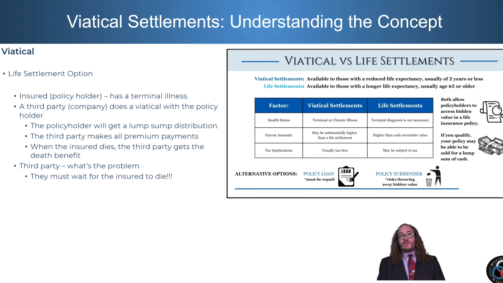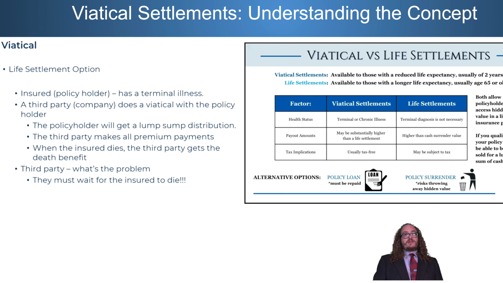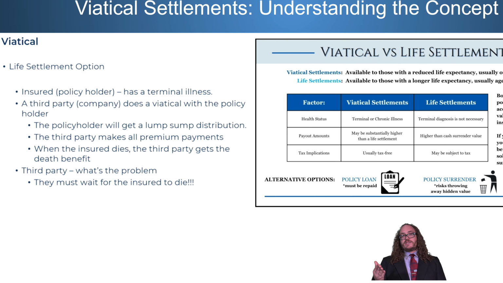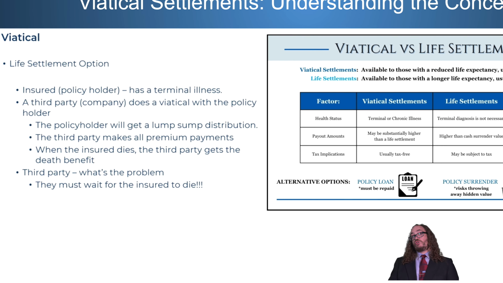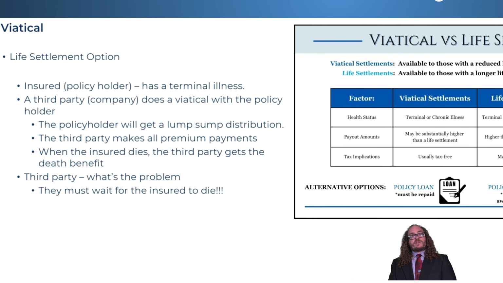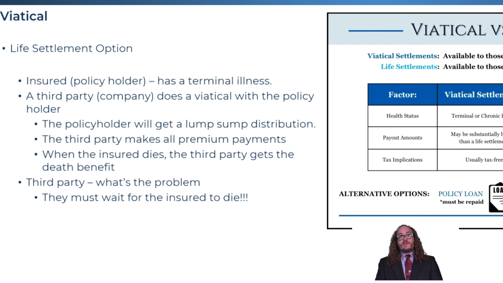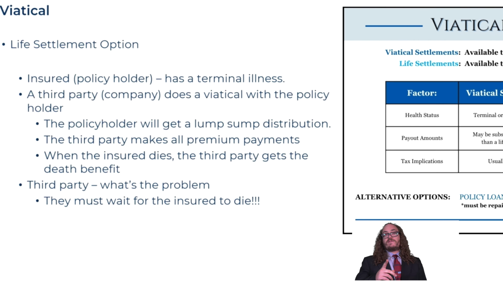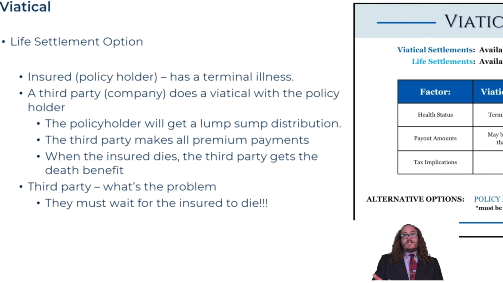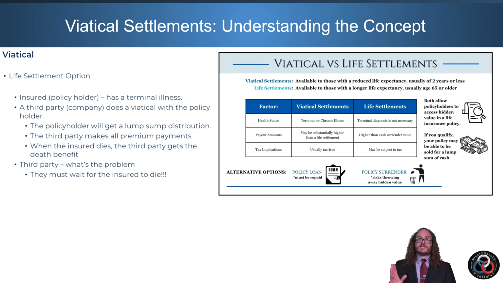The third party that did that, they now become our beneficiary, and they are making all the premium payments into the policy so that when the insured dies, the third party gets the death benefit. So what's the problem if you're the third party doing the viatical? You still have to wait for the investor to pass away before you can receive the payout. So again, these are usually only seen when somebody has a terminal illness and they want to use that life insurance money to benefit their life before they die.